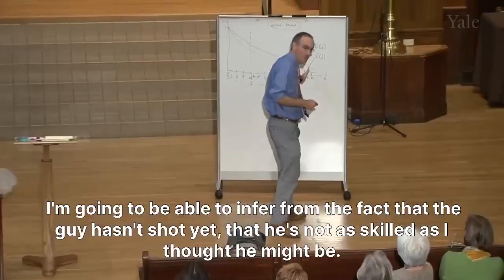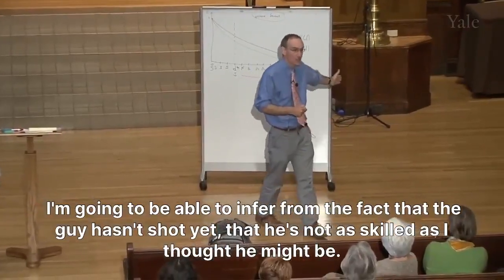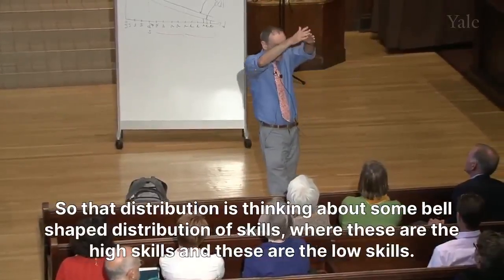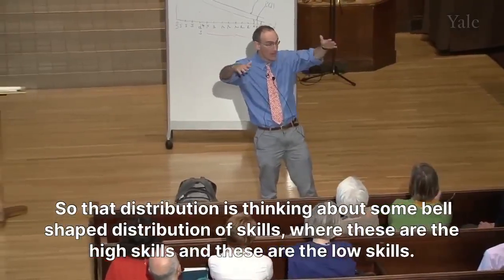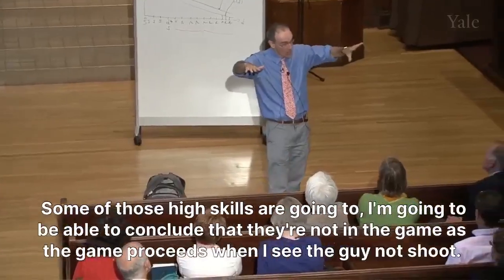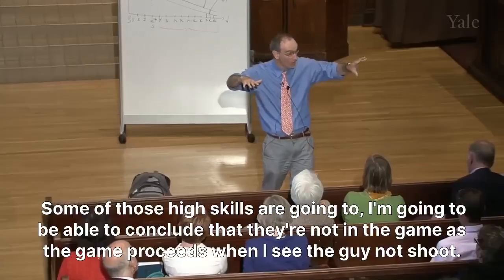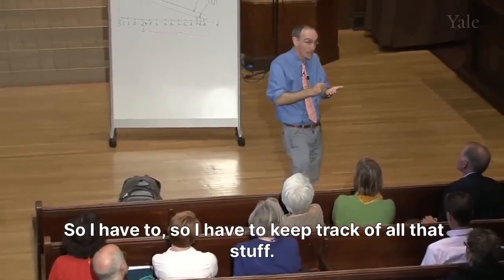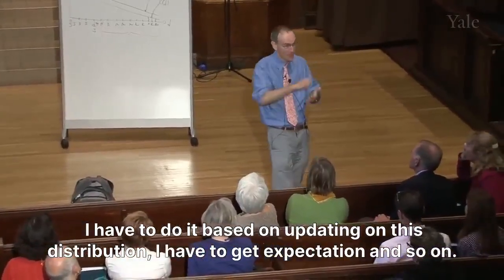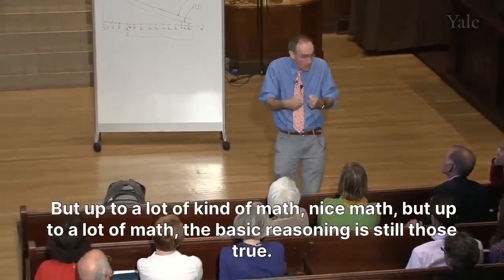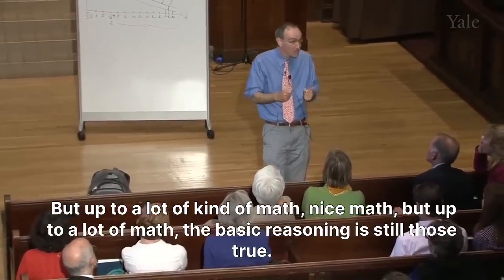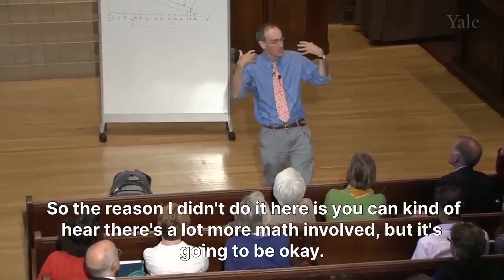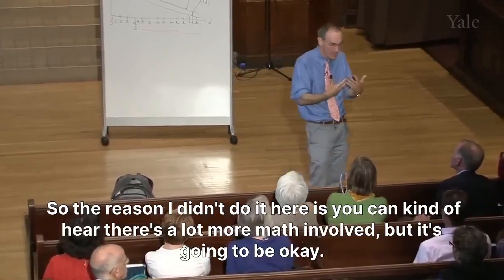I'm going to be able to infer from the fact that the guy hasn't shot yet that he's not as skilled as I thought he might be. So think about some bell-shaped distribution of skills where these are the high skills and these are the low skills. Some of those high skills I'm going to be able to conclude are not in the game as the game proceeds, when I see the guy not shoot. So I have to keep track of all that. I have to do Bayesian updating on this distribution, I have to get expectation and so on. But up to a lot of nice math, the basic reasoning still goes through. The reason I didn't do it here is there's a lot more math involved, but it's going to be okay.